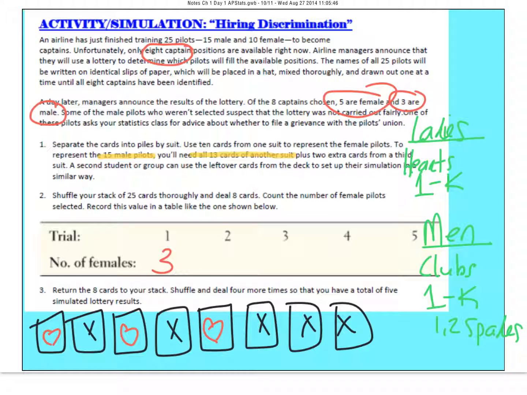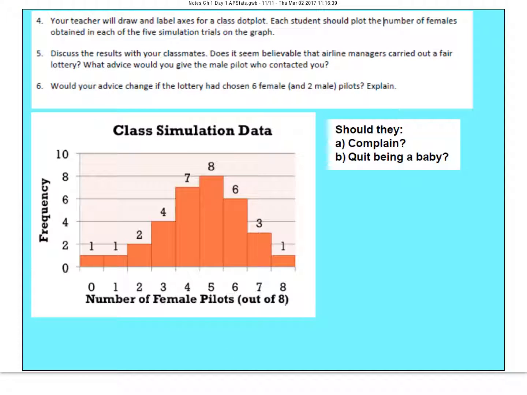We're going to skip doing the simulation since we're in a virtual world, but let's look at the results of a distribution if this was done many, many times. This is a graph we're going to talk about later in the chapter. It's called a histogram, and it shows the frequency of how many times the different outcomes took place. We see 0 females, 1 female, all the way up to 8 females, in choosing from the 25 cards.